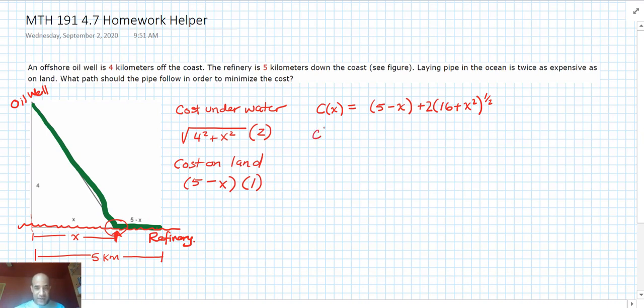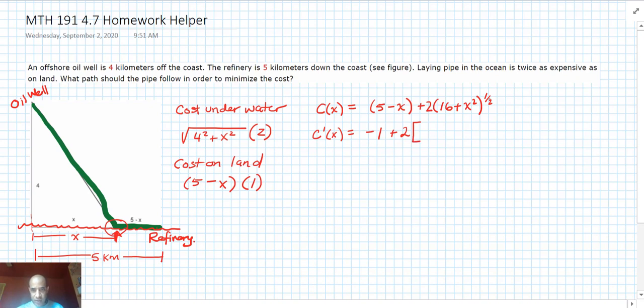So I'm going to go ahead and take the derivative, c prime of X. It's going to leave me with, okay, so the 5 is just a constant. Negative X, its derivative is -1, plus, this is just a constant multiplier, so that's along for the ride, 2 times, okay, now let's do the derivative of this part.